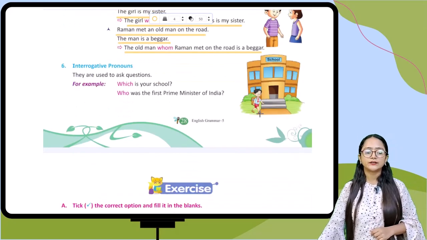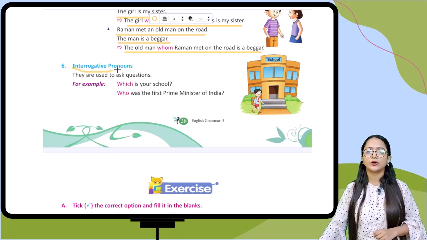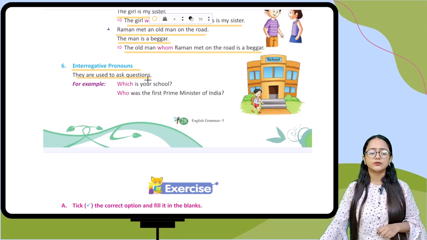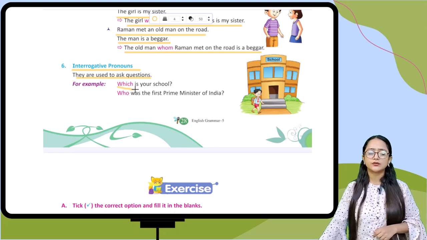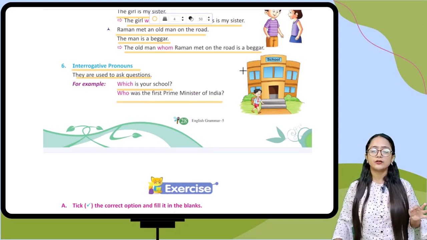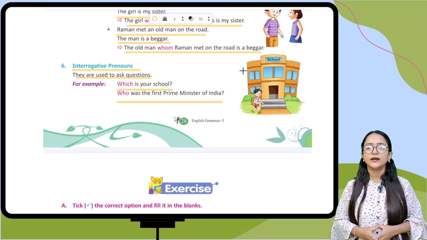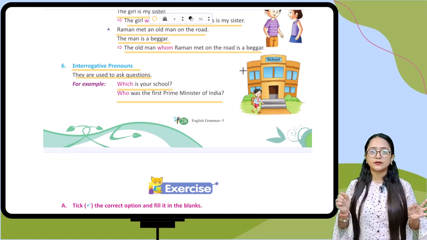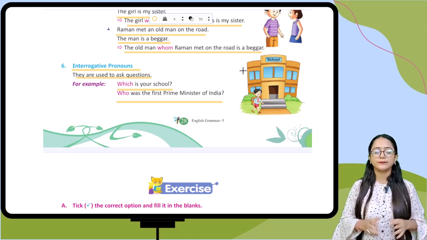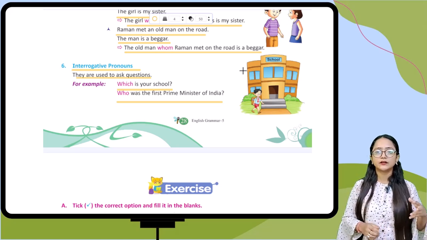Now another type of pronoun is interrogative pronoun. They are used to ask question. Interrogative means used to ask question. For example, which is your school? Next one, who was the first prime minister of India? Now here also you can clearly see that interrogative adjective is different and interrogative pronoun is different. Interrogative pronoun, the word comes before the verb. But in interrogative adjective, the word comes before the noun.